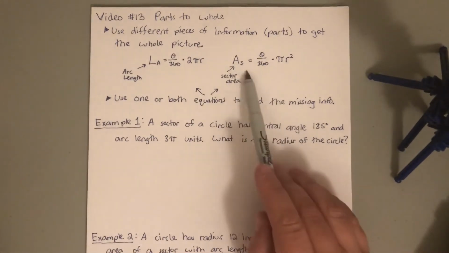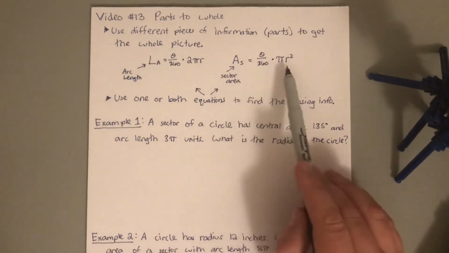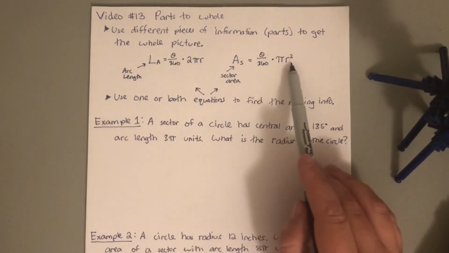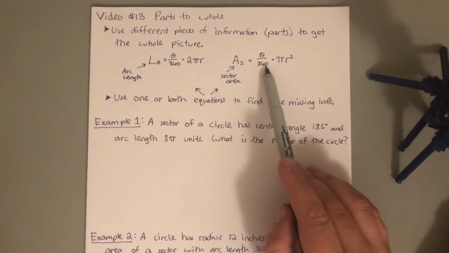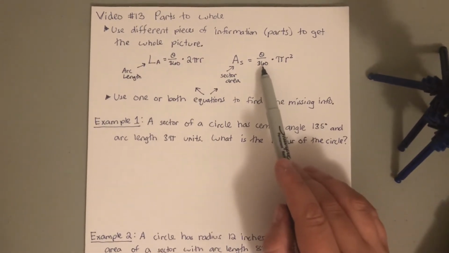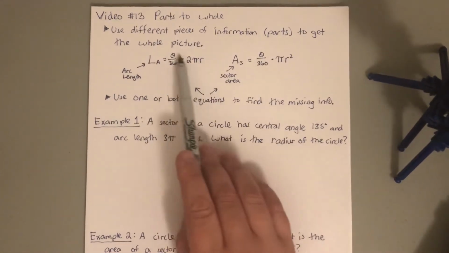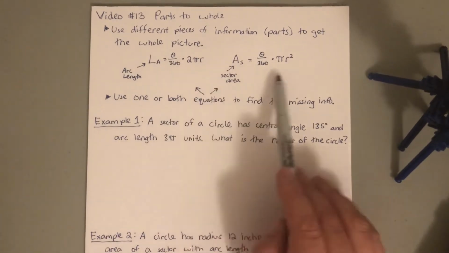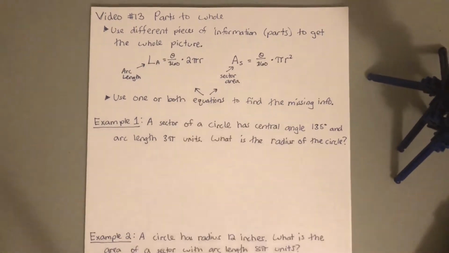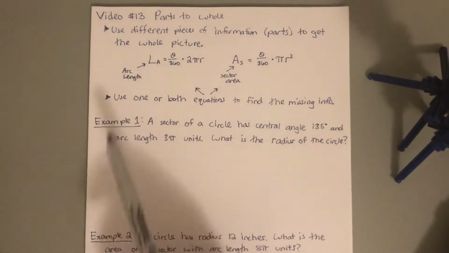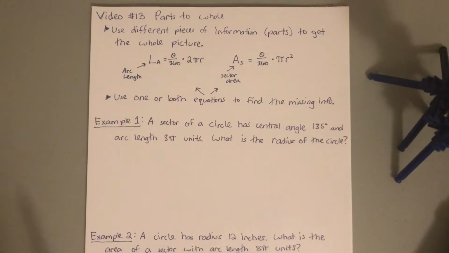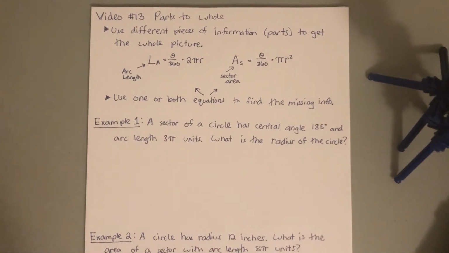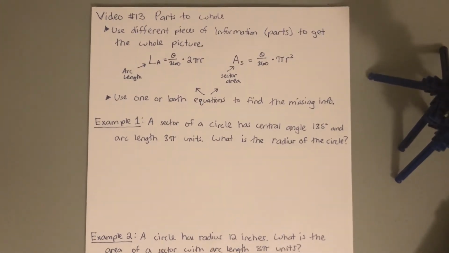Over here, you have the area of a sector. You take the area of the entire circle, and then multiply it by the central angle divided by 360, which is just the fraction of the circle that you're interested in. So this equation gives you the arc length, and this gives you the area of a sector. You are going to use either one of these equations or both together to find a piece of information given parts of the information. So let's see how this works.